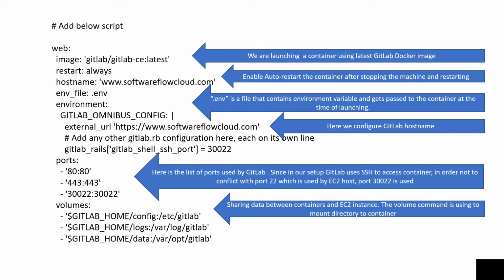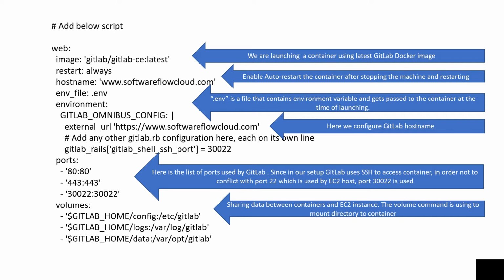In the Docker Compose YAML file, we are adding the script below. In this line, we are launching a container using the latest GitLab Docker image. In this line, we enable auto restart of the container after stopping the machine and restarting. In this line, we are using an environment file that contains environment variables and gets passed to the container at the time of launching. Here we configure the GitLab hostname.